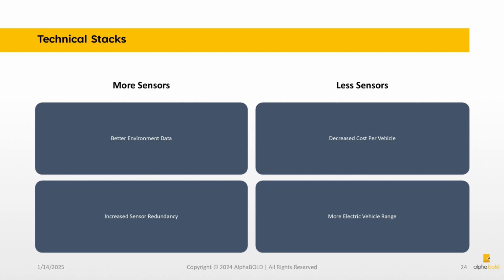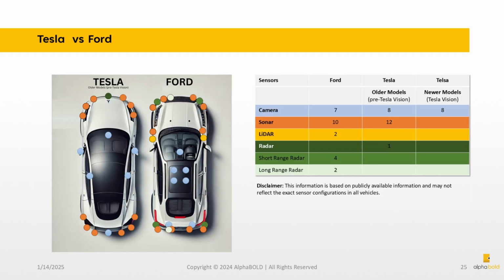Disadvantages of using more sensors. Decreased costs per vehicle. Fewer sensors can reduce the overall cost of manufacturing and maintaining the vehicle. More electric vehicle range. Fewer sensors can reduce the power consumption of the vehicle, leading to increased range for electric vehicles. Here we can see sensor placement on Tesla and Ford autonomous vehicles.